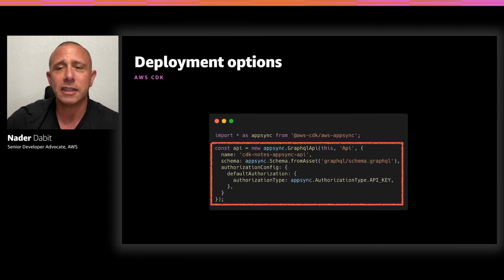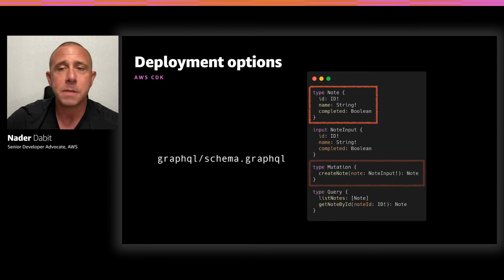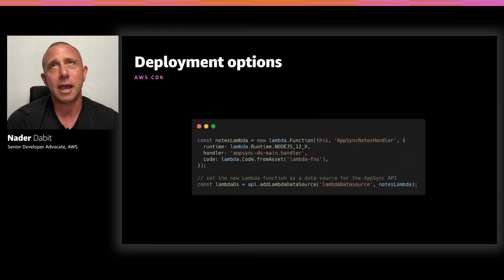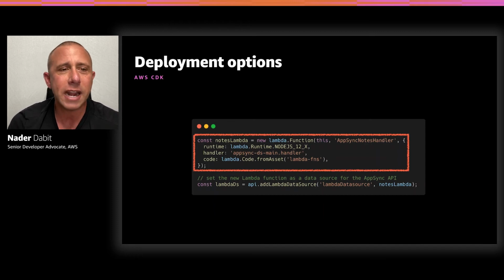After you create the location for your schema, you would then define the actual schema. So for this example, we have something pretty basic where we have a note type, we have a mutation for creating a note, and a couple of queries for listing and getting a note by ID. Once we've done that, we then can map the API that we just created into direct resolvers or Lambda resolvers. In this example, we're going to say we want to map our operations into a Lambda resolver. Therefore, we need a Lambda function. So we create a function, and then we can use the API we just created to add the Lambda function as a data source.